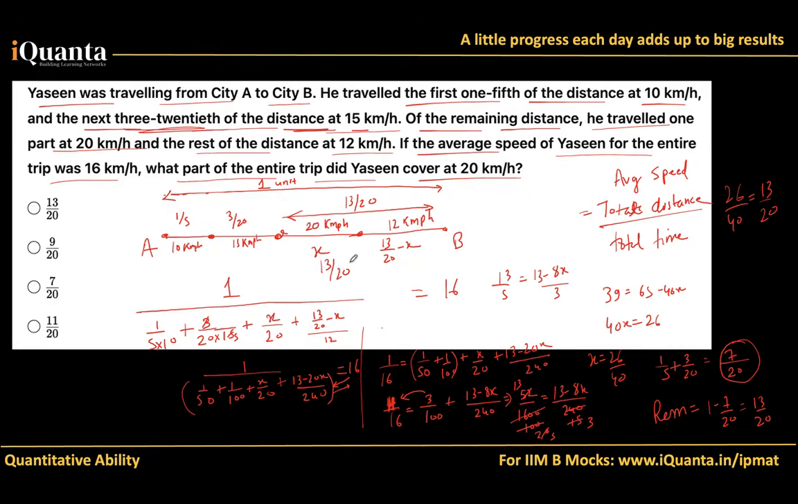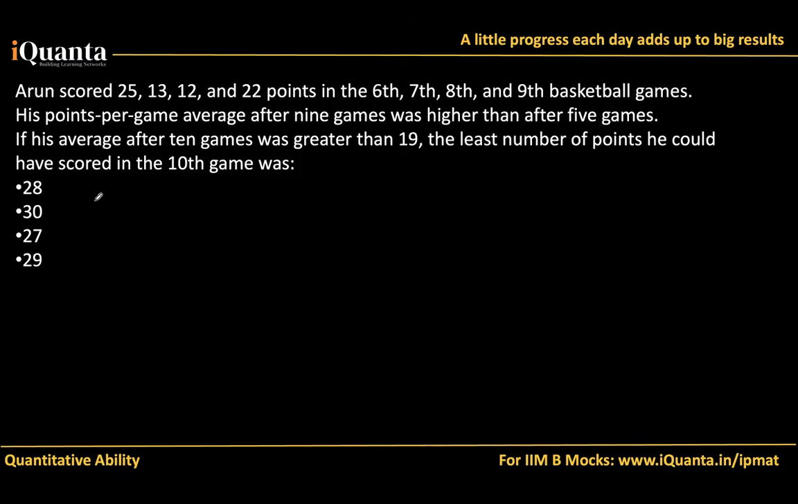This is 13 by 20, of total 1 unit. So what part of the entire trip did Yasin cover at 20 kilometer per hour? This 20 kilometer per hour, it was 13 by 20 of total 1 unit. So we'll get 13 by 20 as the correct answer for this particular question. I hope it is clear. Okay. So average speed question, we have to be very patient while solving it.